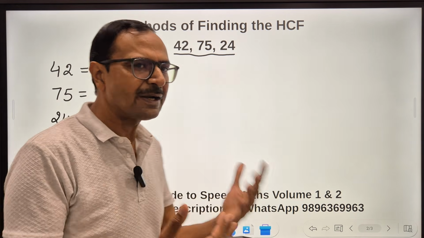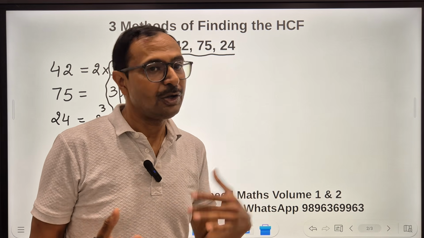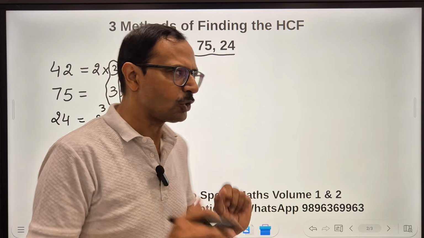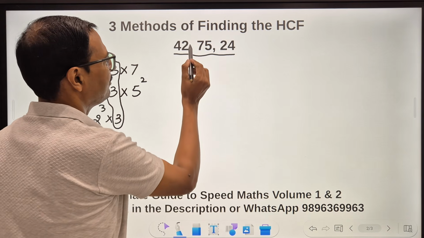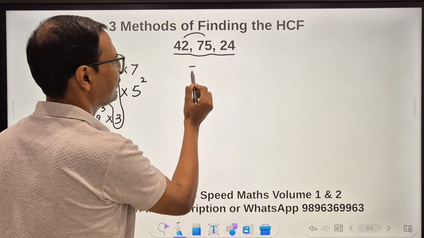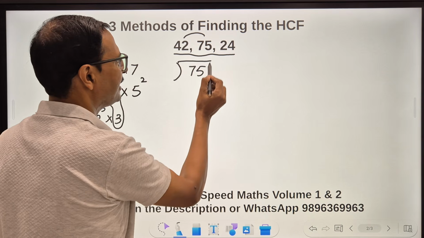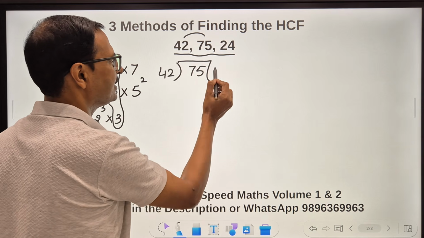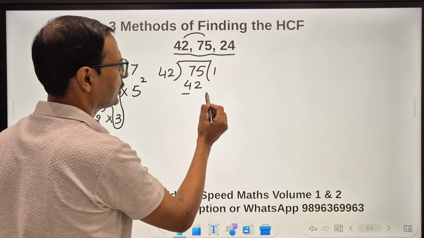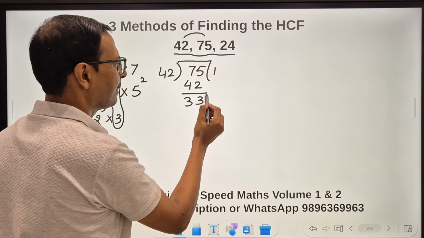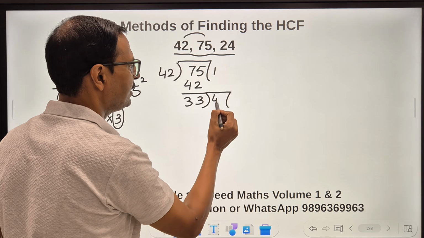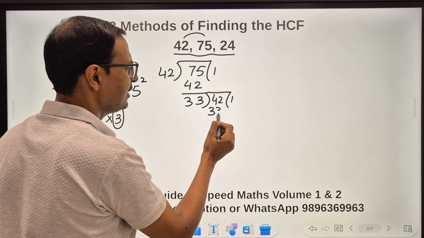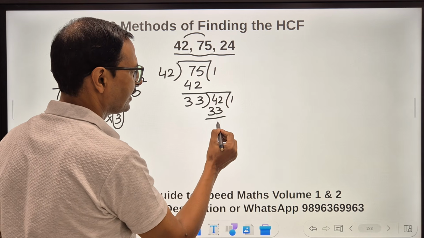If the numbers become a little larger, you follow the long division method. So I'll demonstrate that also. Now first we will take 42 and 75. So the bigger number will be divided by the smaller number, like this. 42 ones are 42. So this is 33. Then 42 becomes the dividend. So ones are 33. So that gives me 9, right?